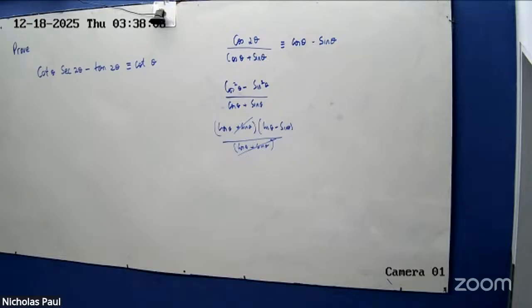Sec is what? So one on cos. Sec 2 theta is 1 on cos 2 theta. So you have to figure out which cos 2 theta identity you are going to use.